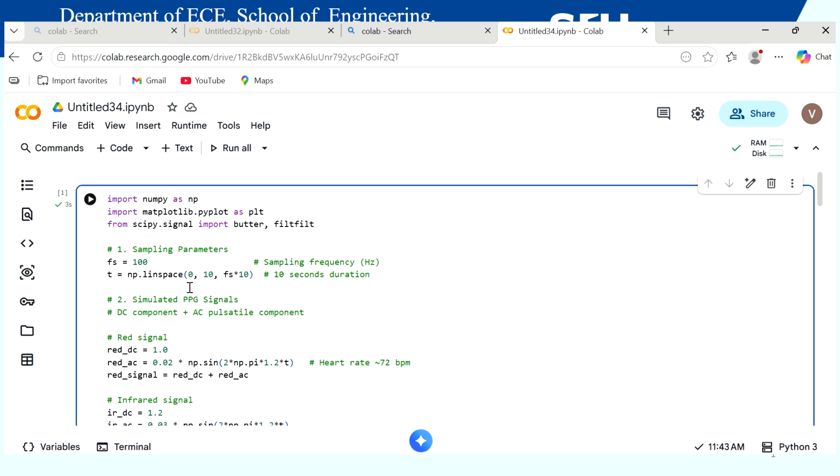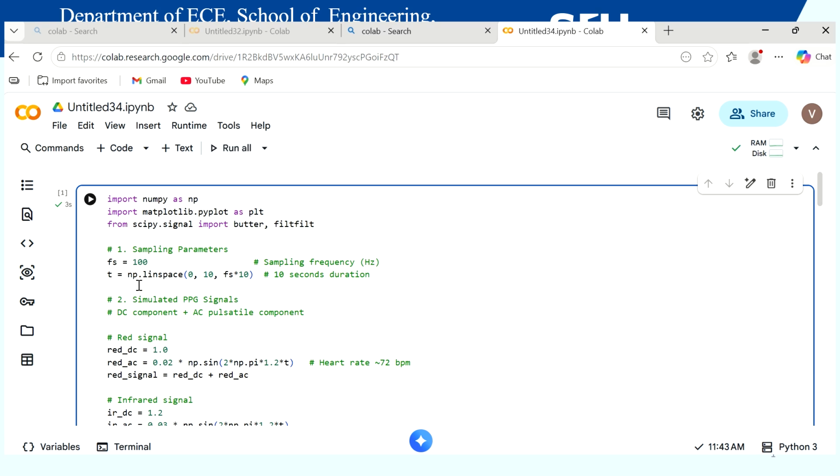Now the sampling parameter. Fs is equal to 100. Fs is the sampling frequency, assumed to be 100. That means 100 samples are taken per second.